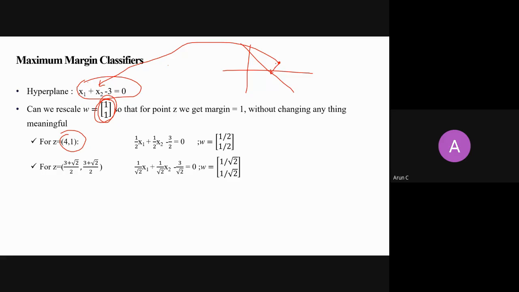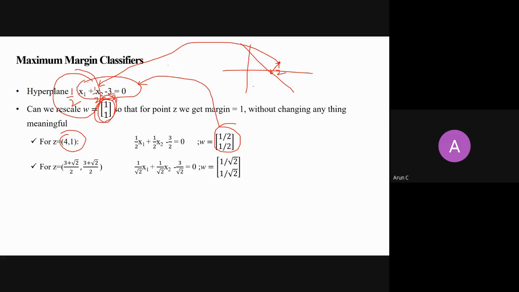But as I told you, you can always scale your W so that the perpendicular distance should be equal to 1. So what you are doing here, you can make your W as (1/2, 1/2). Still your equation will be the same, right? The hyperplane will not move an inch, by multiplying your equation by half here, and then it is 3 by 2. So still the equation will be the same. The hyperplane will not move an inch, but my W will get scaled now.